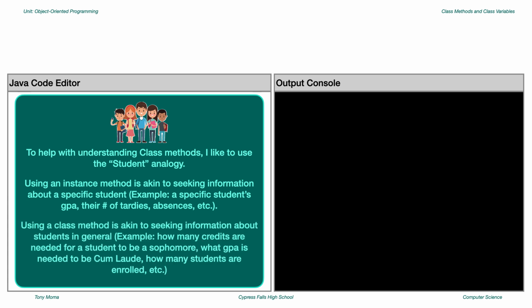Using a class method is akin to seeking information about students in general. For example, how many credits are needed for a student to be a sophomore, or what GPA is needed to be considered cum laude, or how many students are currently enrolled in the school, so on and so forth. This kind of information isn't dependent on a specific student. It's simply information about students in general.